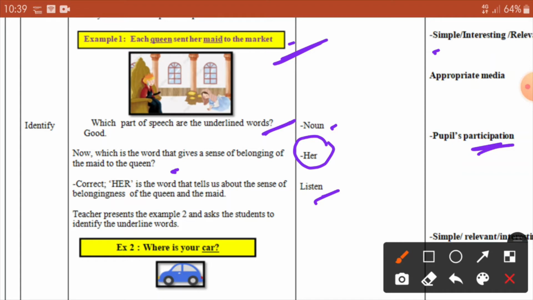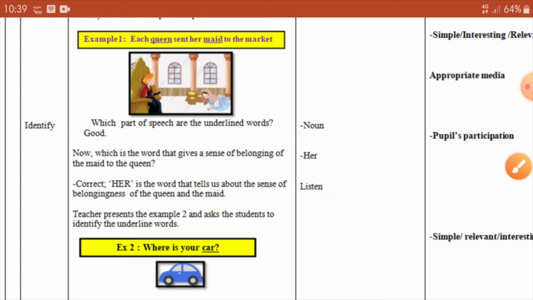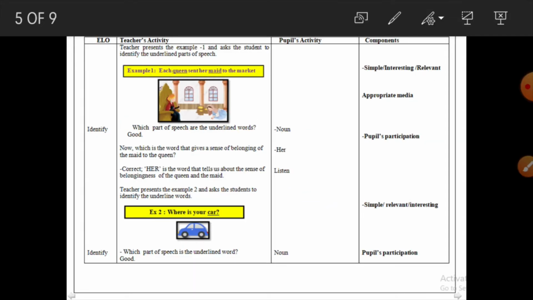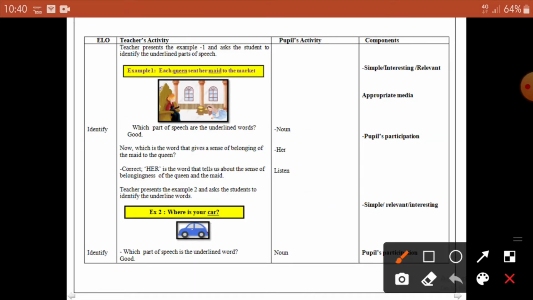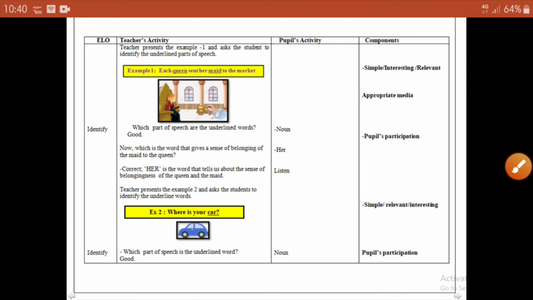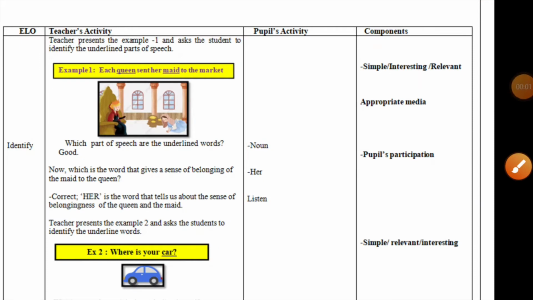So what you see here, for example 1, for giving the example, what has been done? Example 1, the teacher presents the example. Here you are writing whether that example is simple or what kind of example it is, so that component you are mentioning. Then the teacher involves the students: which part of speech is the given example? Sorry, one minute.